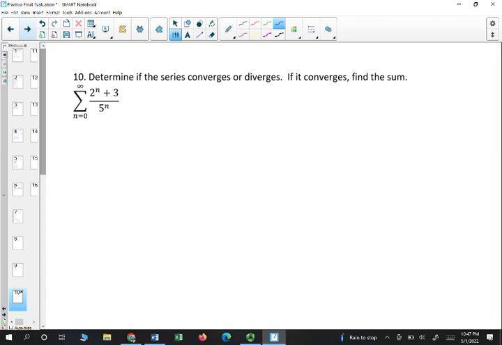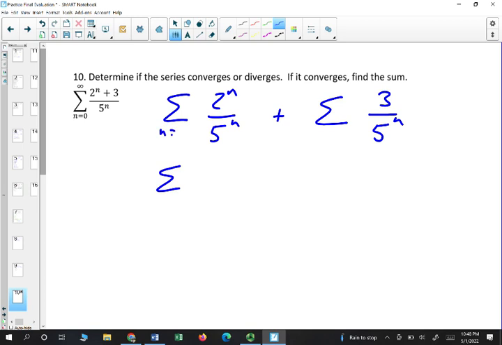Okay, determine if the series converges or diverges. If it converges, find the sum. Okay, so the key here is to split this apart into two series. We have the summation of 2 to the n over 5 to the n, plus the summation of 3 over 5 to the n. Okay, the first one, we have both terms being raised to the n, so we can say this is 2/5 to the n.